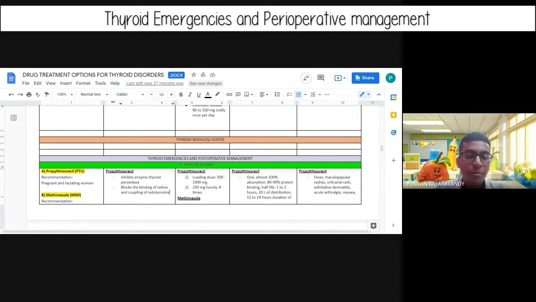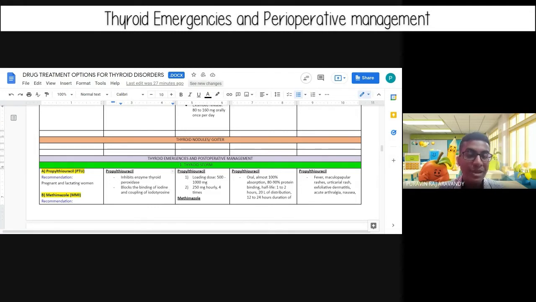So first of all, the primary drug that can be given to treat thyroid storm is propylthiouracil, also known as PTU. It is normally recommended in pregnant and lactating women, because propylthiouracil has very low transfer to the placenta of the fetus and also to the breast milk of the mothers.